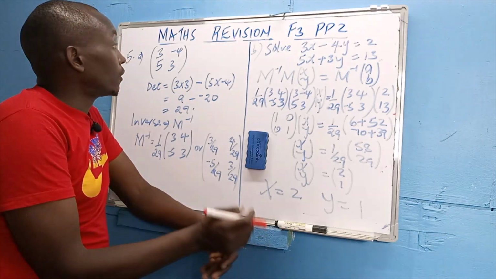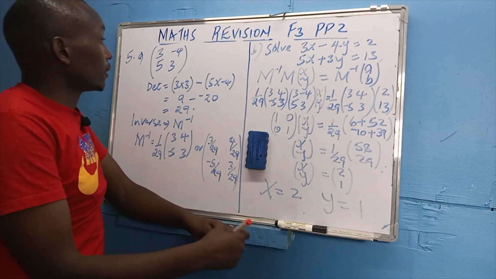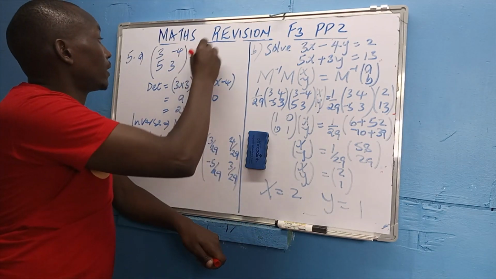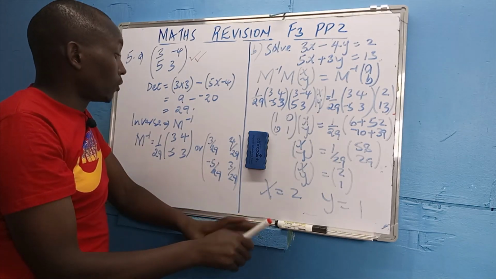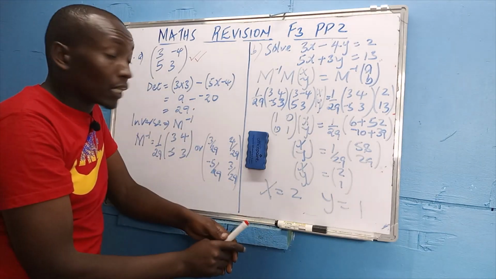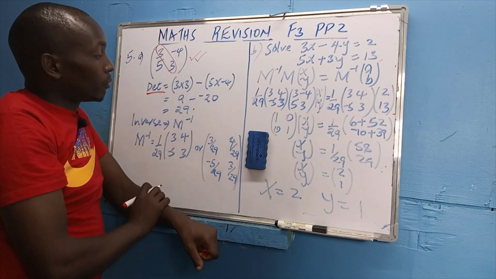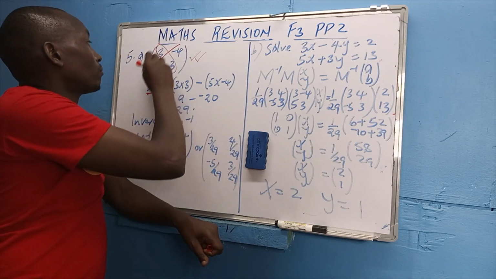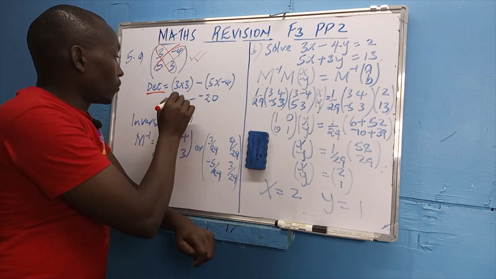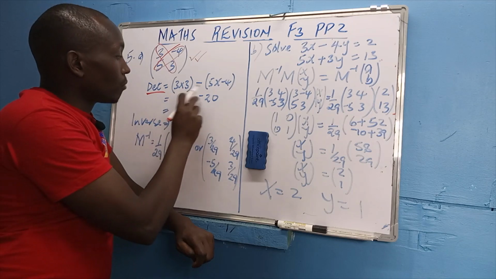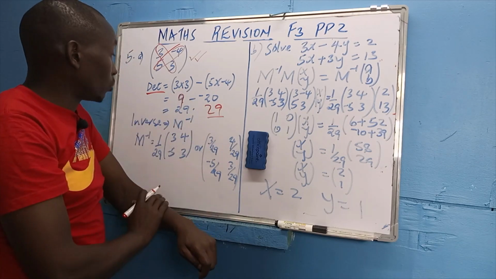Question number 5, application of matrix. You're given this matrix there, and the first thing you're supposed to do is to find the inverse of this matrix. Start working out the determinant. The leading diagonal, the product, 3 times 3, subtract the product of the other diagonal, 5 times negative 4. So if you do that, this is 9 minus 20, you'll get 29. So the determinant is 29.